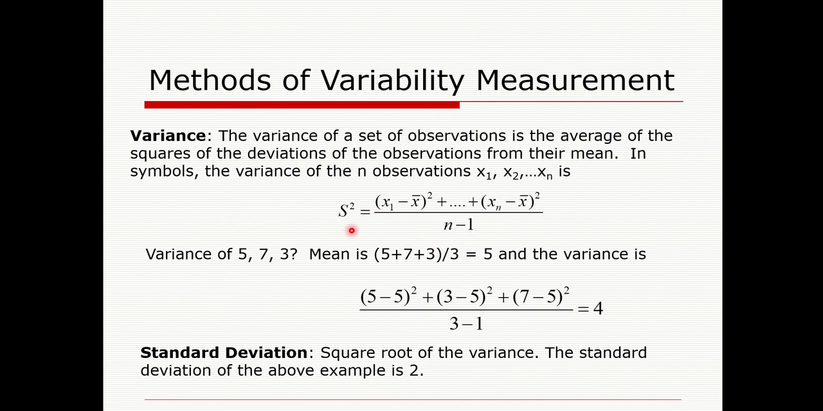Yes. We subtract here 5, the mean, and take the squares. Divide it by the number of elements, 3 minus 1, which is 2, and we get 4. 4 is the variance. This is important in our calculations and in biostatistics. Standard deviation is the square root of variance, and it is 2.